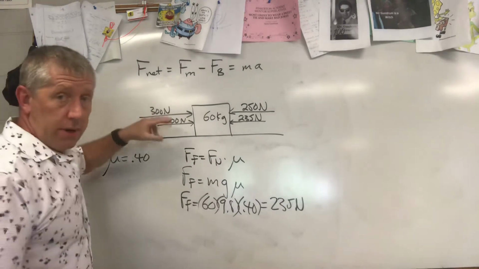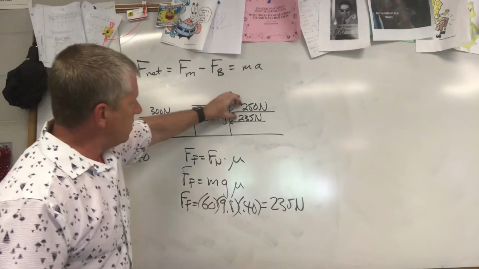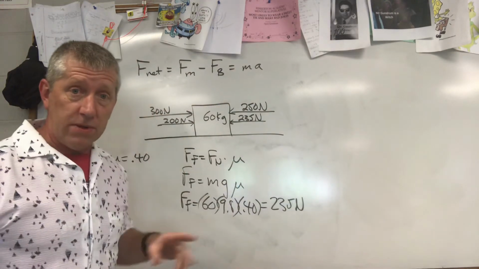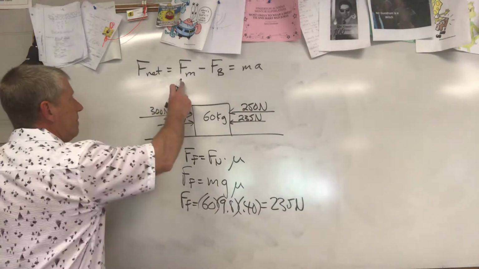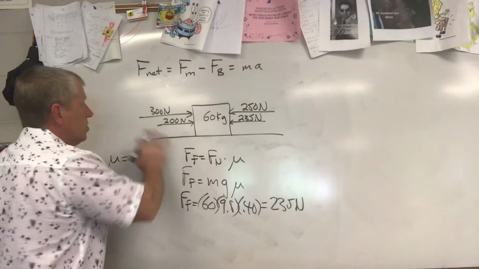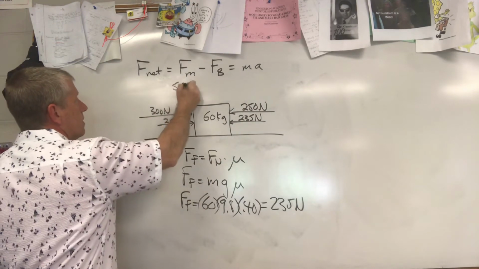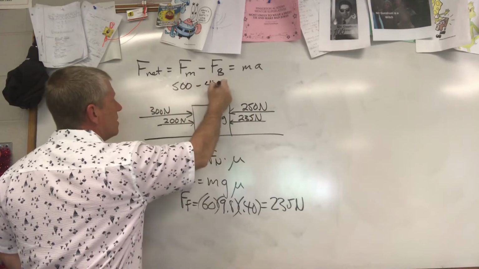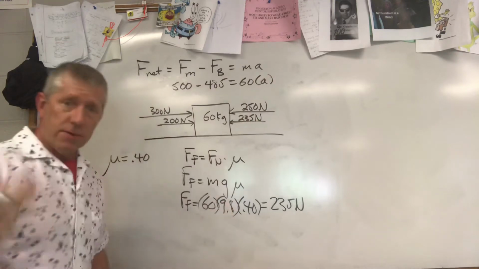Okay, this is you and I working. They almost stop because check it out. This 500, and that's 485. So they almost balanced us out. Okay, let's do the problem. So making it move, but we're still winning. So it will move to the right. So 500 minus 485 equals 60 times A. Let's solve for A.